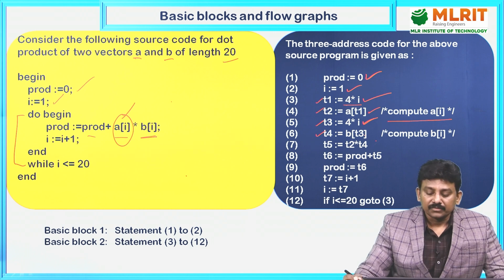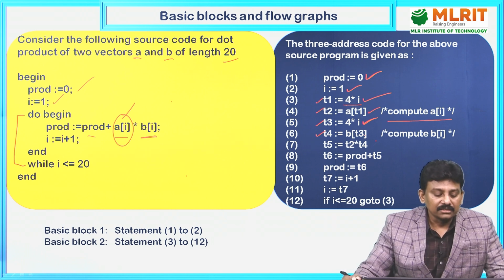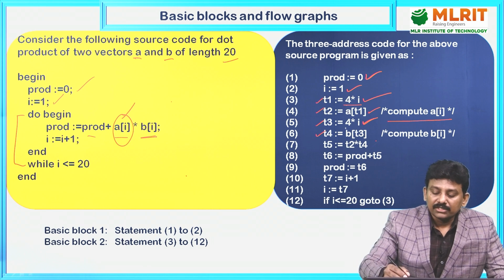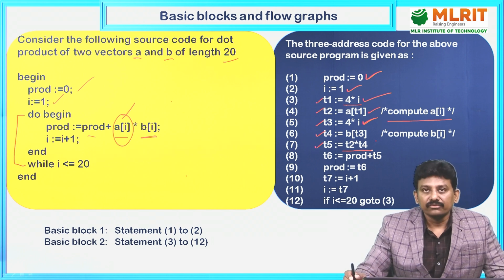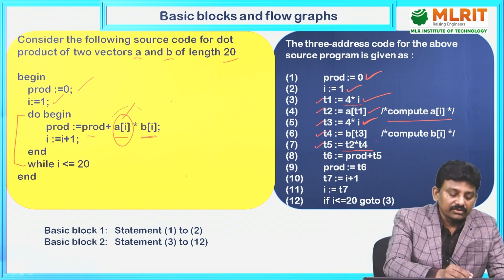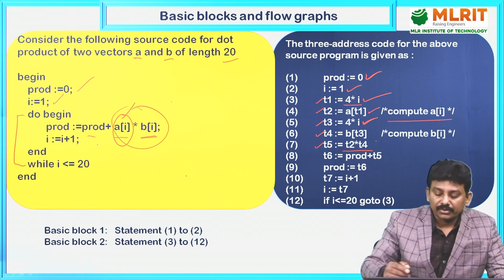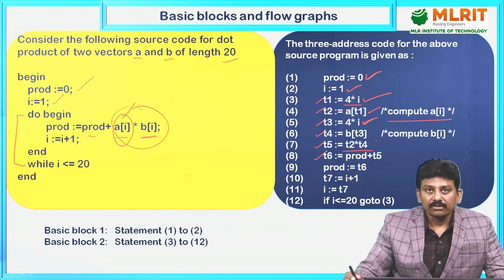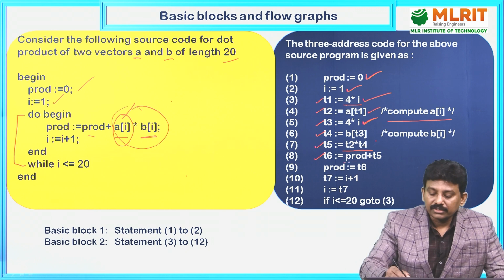Next we have to multiply A of I into B of I. T2 will give you A of T1, T4 will give you B of T3, so that T5 is equal to T2 into T4. Next, the result of this multiplication will be added to prod. So T6, another temporary variable, is equal to prod plus T5.